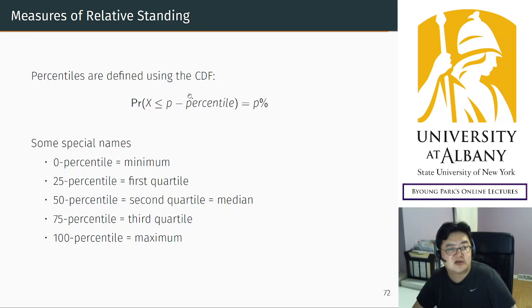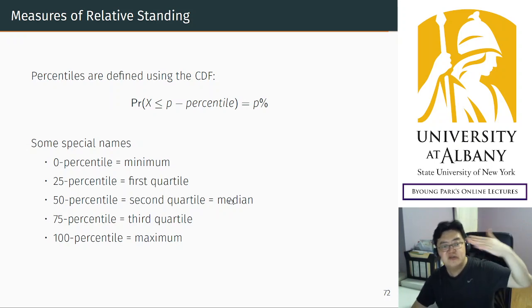And there are some common names, and mathematical definitions. Roughly speaking, percentiles are defined this way: the probability smaller than or equal to the p percentile, the cumulative probability up to the p percentile, equals p%. Actually, it's not exactly equal, but intuitively speaking, you can think of the percentile in this way. And some special names: the 0 percentile is the minimum, the 100 percentile is the maximum, and the 50 percentile is the median. So they are obvious.